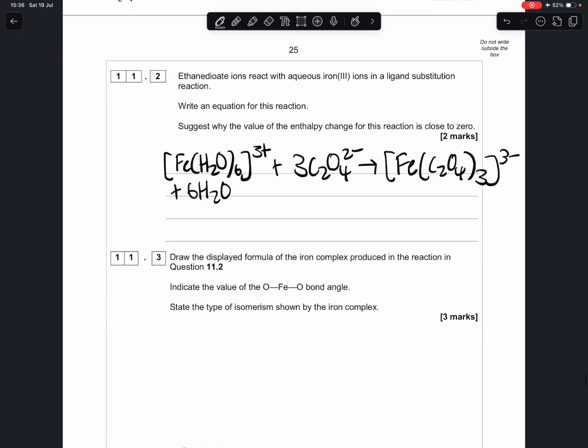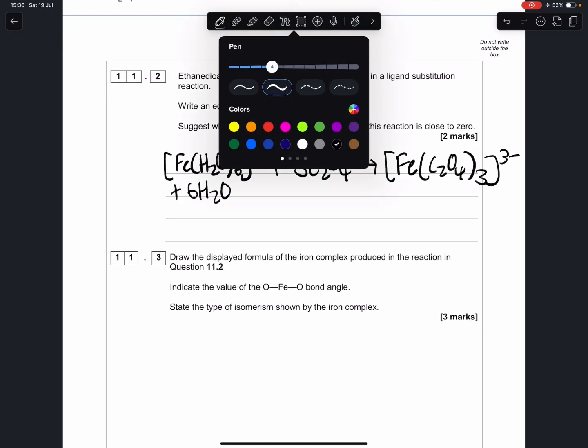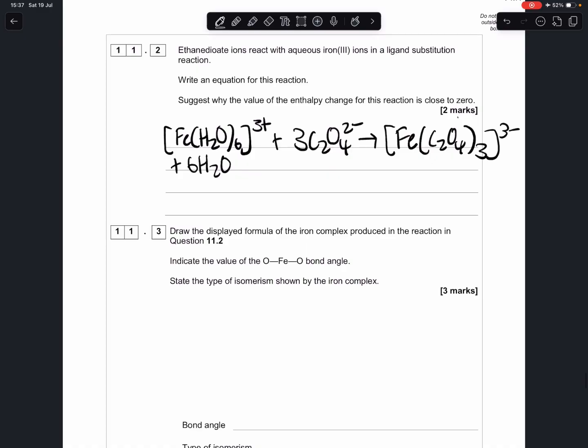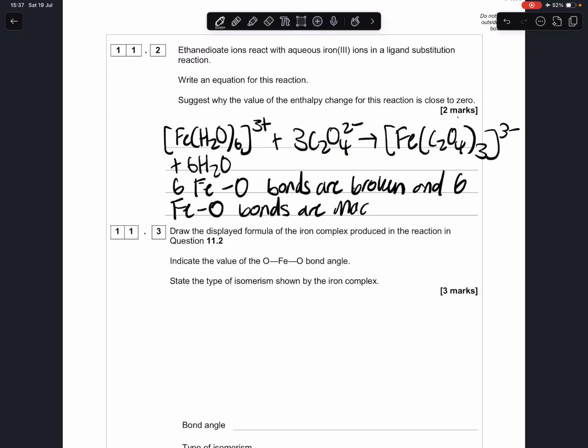If we look at this in terms of bonds, there's no change in coordination number. We've still got 6 coordinate bonds, and they're all the same type of bond as well. They're all Fe-O. With the water ligands, it's the oxygen donating a lone pair to the central transition metal ion Fe. And here we've got the oxygen on the C2O4 donating its lone pair, and it's still the same type of bond. So it's still 6 Fe-O bonds broken, and 6 Fe-O bonds made.